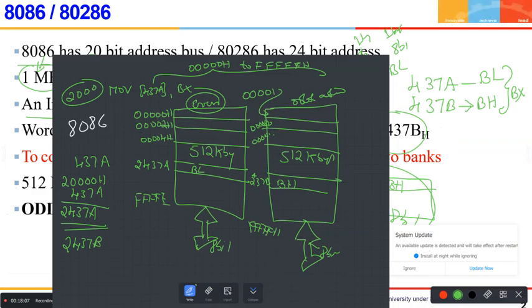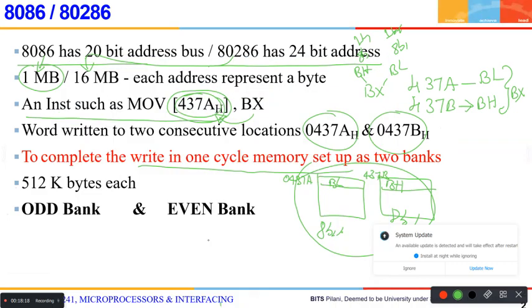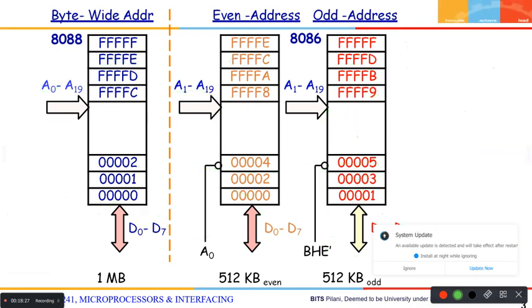Right? Have you understood now? Okay. This is the way we design our memory for the 8086 microprocessor. Right? Now, let us see. That's what I have explained to you. I have already explained what is the odd bank and what is the even bank. See here. Your entire memory is divided into two memory banks.